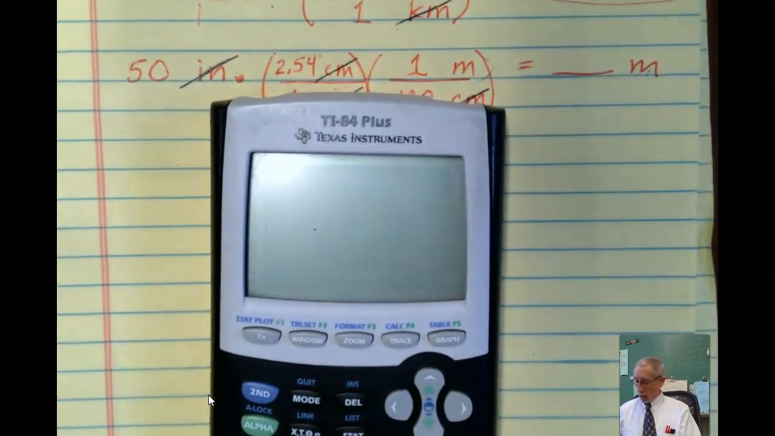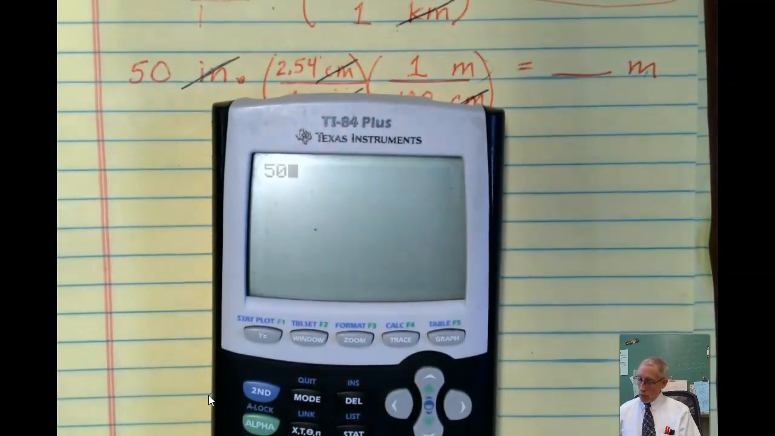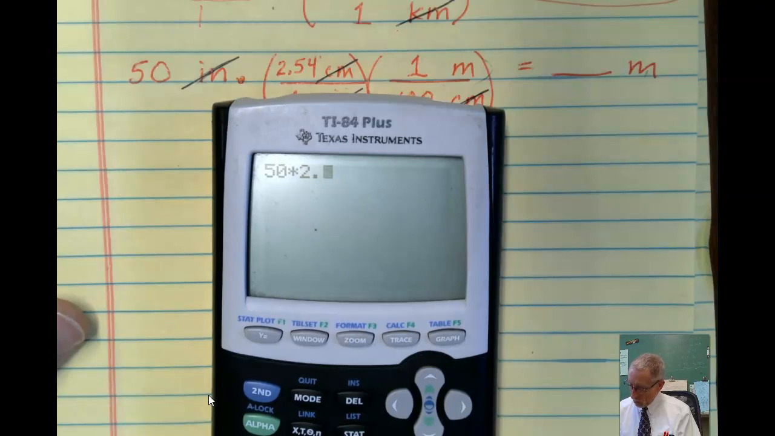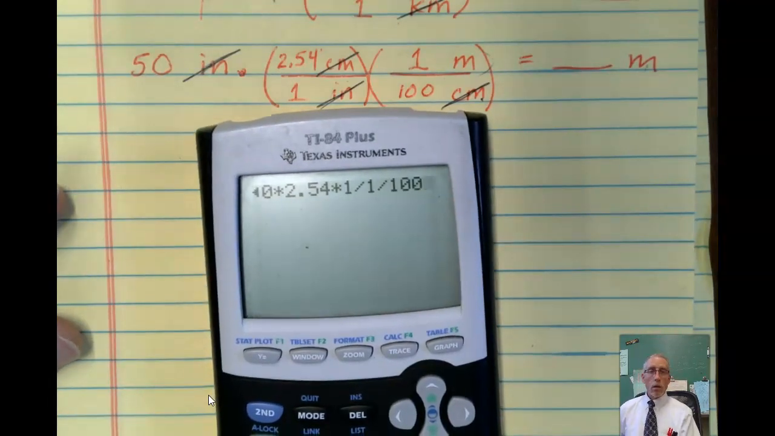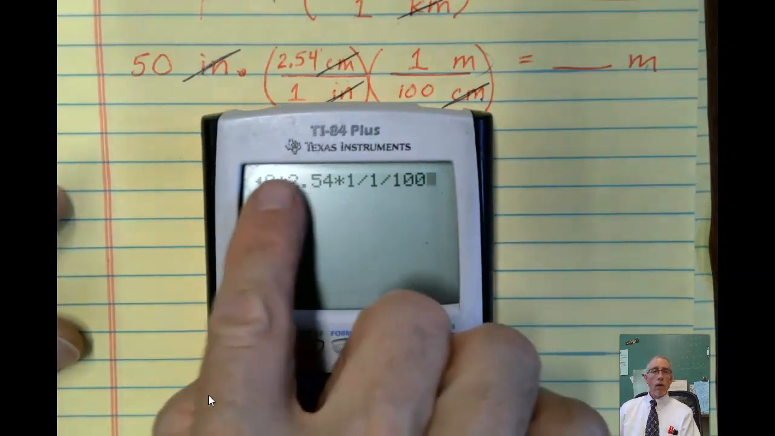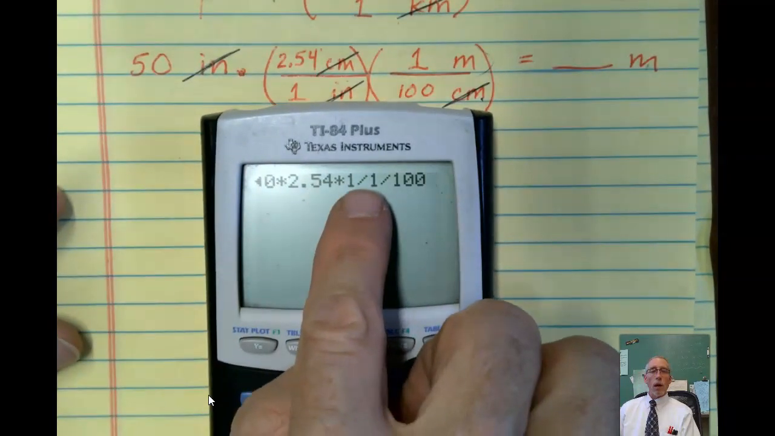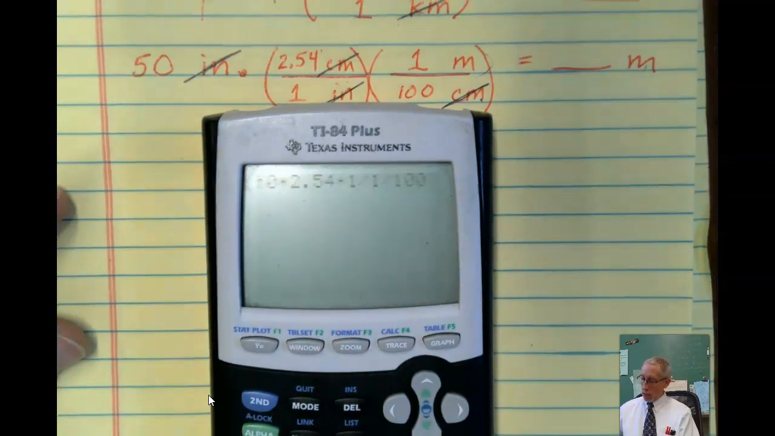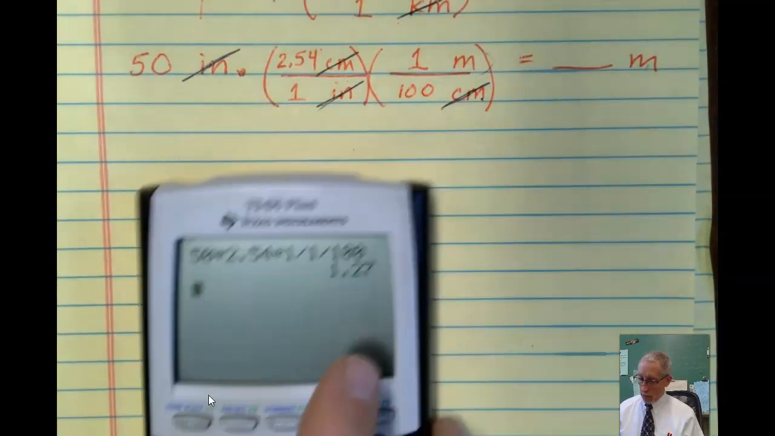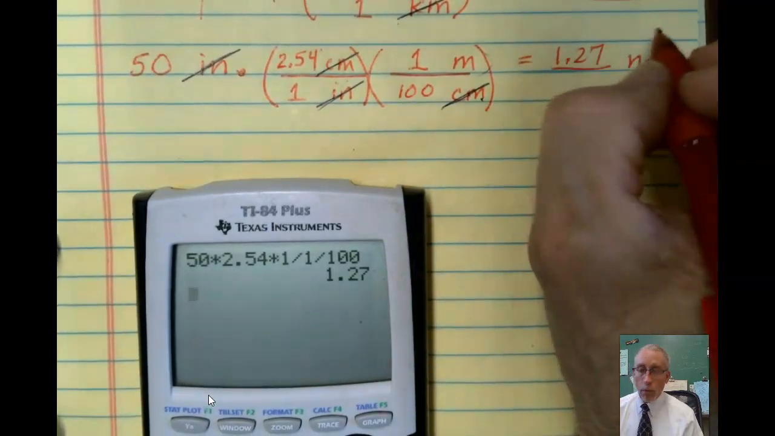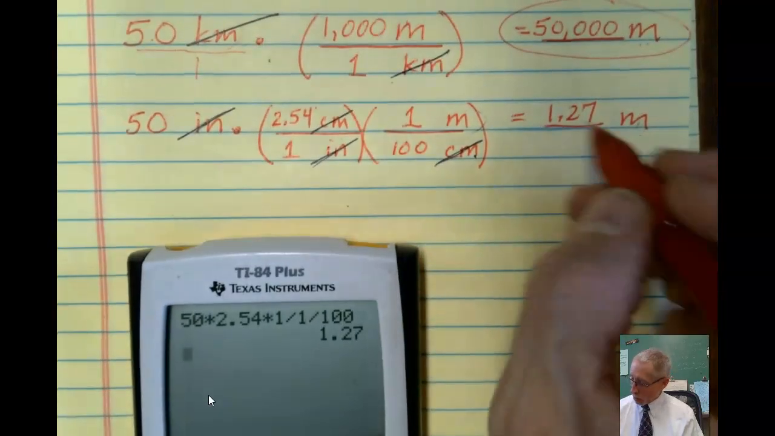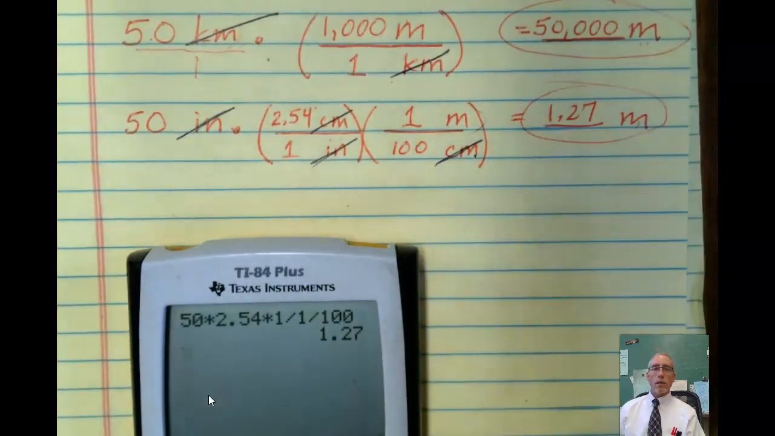Okay, so this will look like this. 50 times 2.54 times 1, and yes, I know I don't really need a times 1 in there, divided by 1 and divided by 100. See, no parentheses in there. Everything on the top multiplied, everything on the bottom gets led by a division sign, and I get 1.27 meters. I am not being real careful with my significant digits. That's a whole nother conversation. I'm just going to say that's my answer.